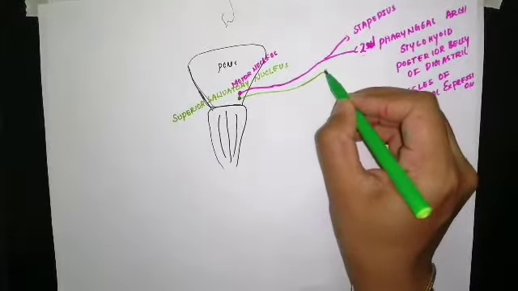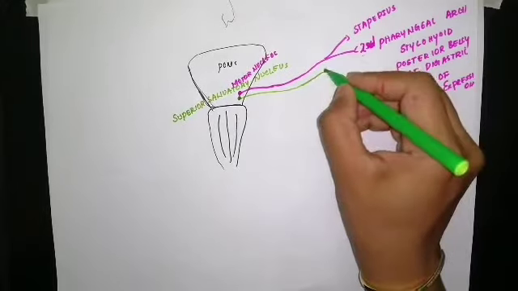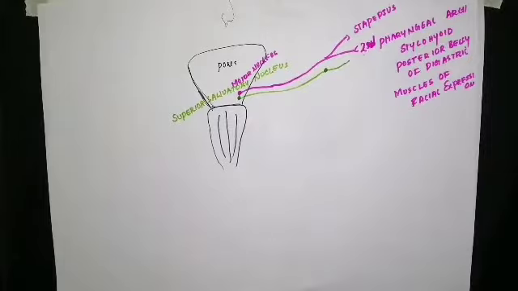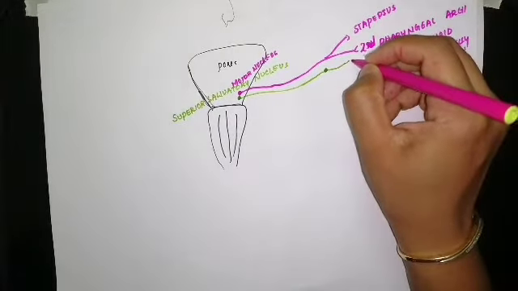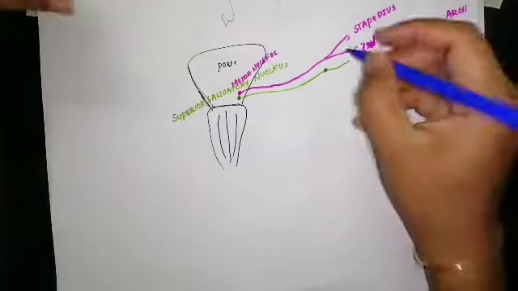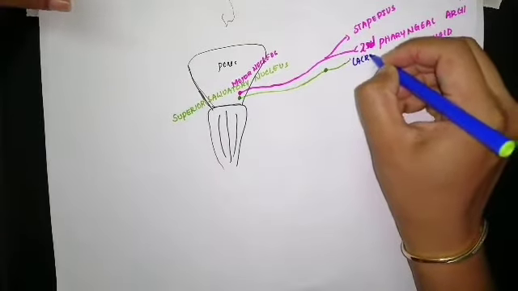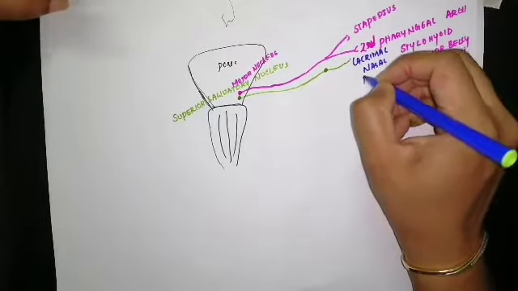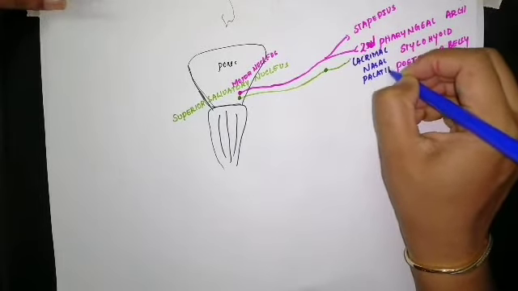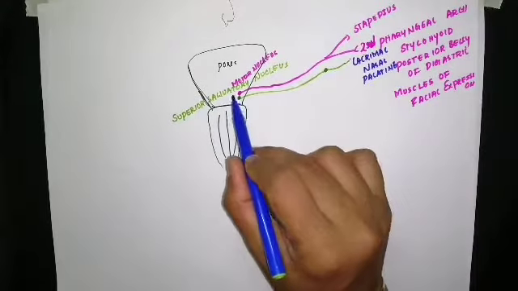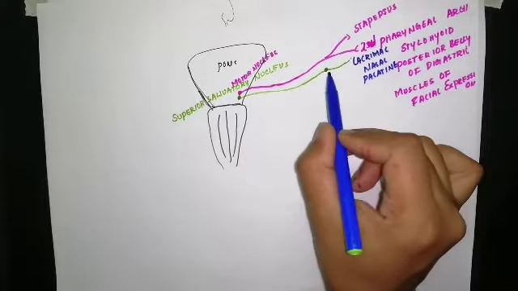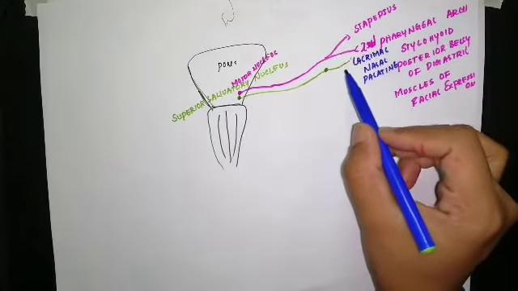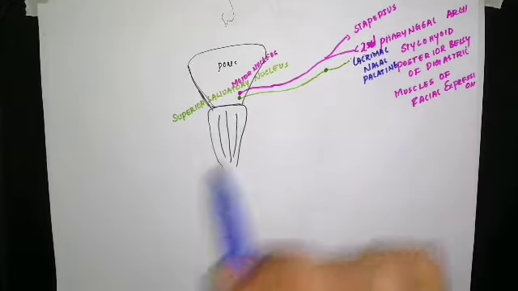First one, it relays in the pterygopalatine ganglion, and it supplies secretomotor parasympathetic fibers to the lacrimal, nasal and palatine glands. So the preganglionic parasympathetic fibers arising from the superior salivatory nucleus relay in the pterygopalatine ganglion. From this ganglion, postganglionic parasympathetic fibers supply the lacrimal, nasal and palatine glands.